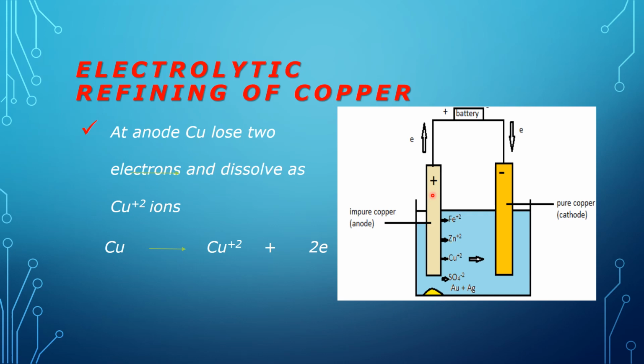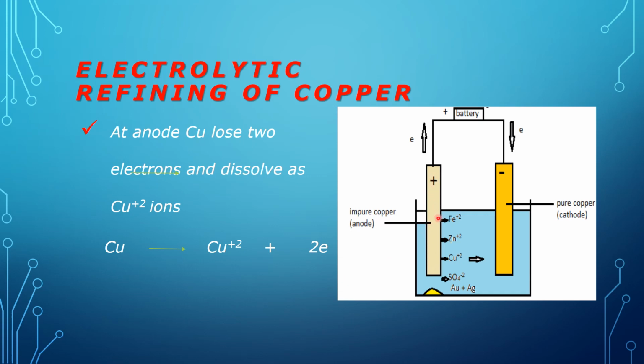Here, at the positively charged electrode oxidation will occur. Therefore, we call it anode. At anode, the copper will lose 2 electrons and convert into copper ions. Copper, by the loss of 2 electrons, is converting into copper ions. This copper is constituting this electrode.